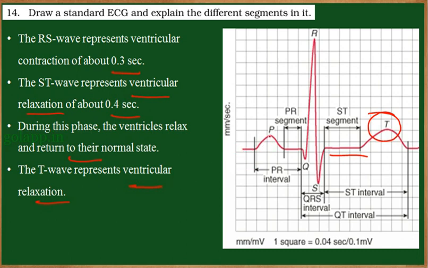So here, P, Q, R, S and T. P represents the impulses originated by the SA node and spread to the atria. The PQ wave represents the contraction of the atria. QR represents the impulses passing to the ventricles. RS represents the contraction of the ventricles. ST represents the relaxation, and the T wave completely represents the relaxation of the ventricles. So these are the different segments of the electrocardiogram.